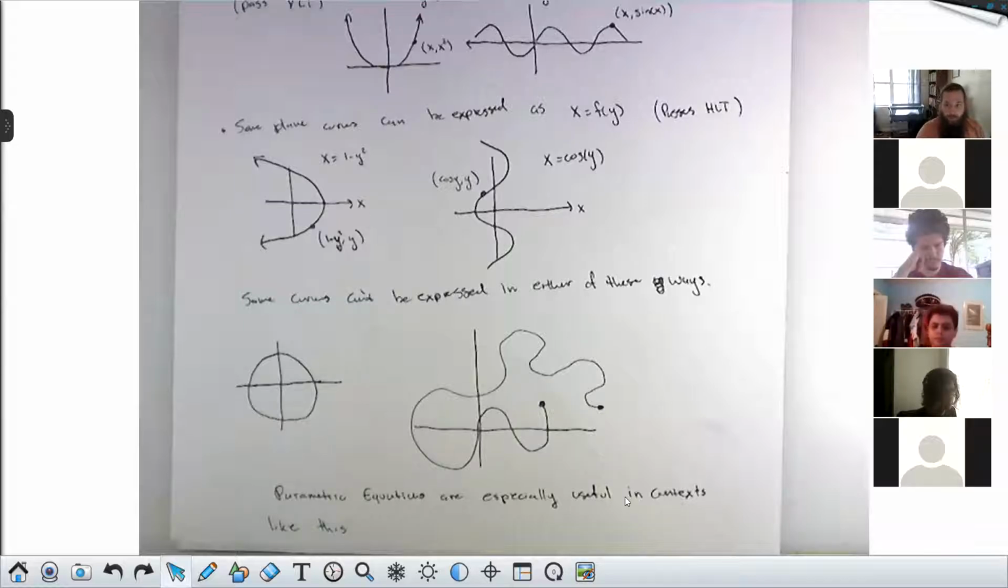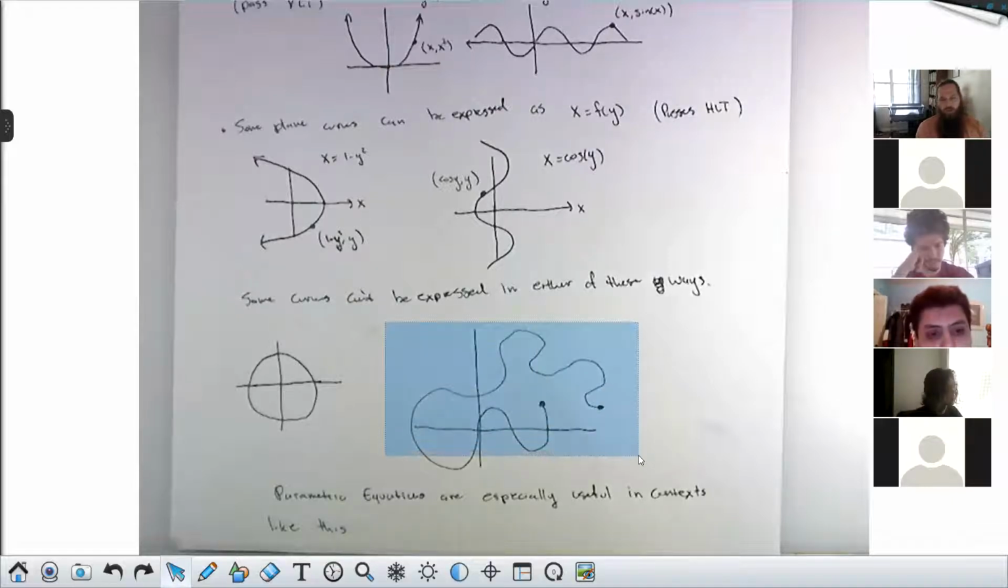So that's sort of the motivation. Some curves, y is a function of x. Other curves, x is a function of y. But then there are way more curves that live totally outside of either of those families. In fact, if you give a 5-year-old a pen and you say, hey, go draw on this paper, odds are you're going to end up with something like this that passes neither the vertical line test nor the horizontal line test.